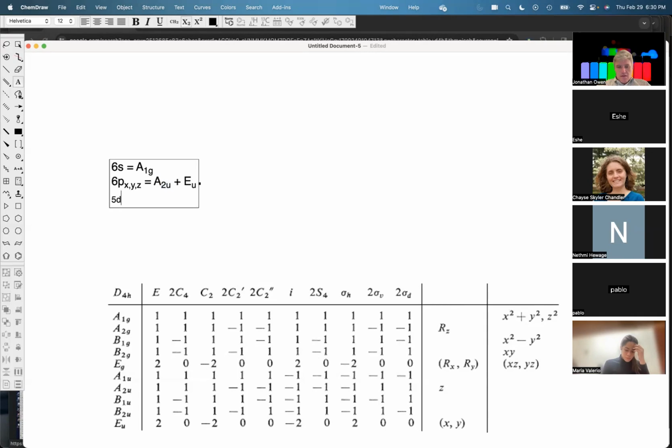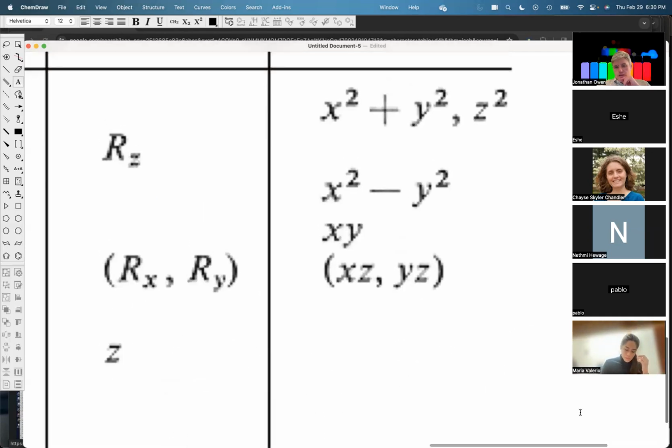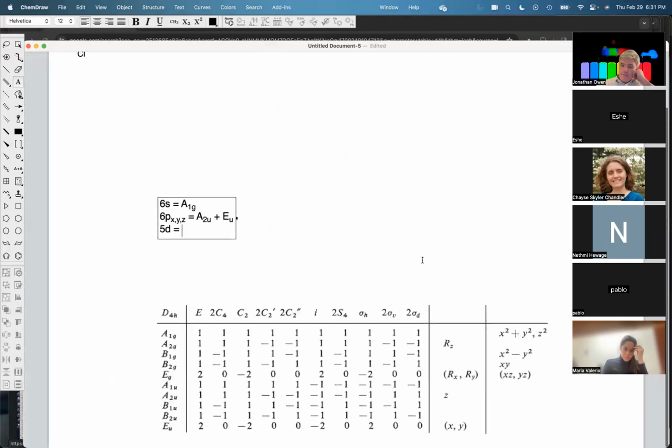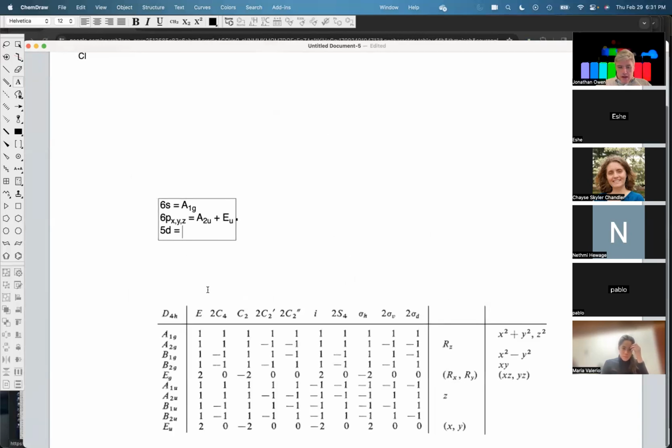And how about 5d? You can look at the table and determine. There are all these functions over here that tell you what the d orbitals do. There they are: z squared, x squared minus y squared, xy, xz, and yz. Notice again that xz and yz are in parentheses and the other ones are not. So they are A1g, B1g, and Eg. They're the symmetries of the metal-based orbitals.